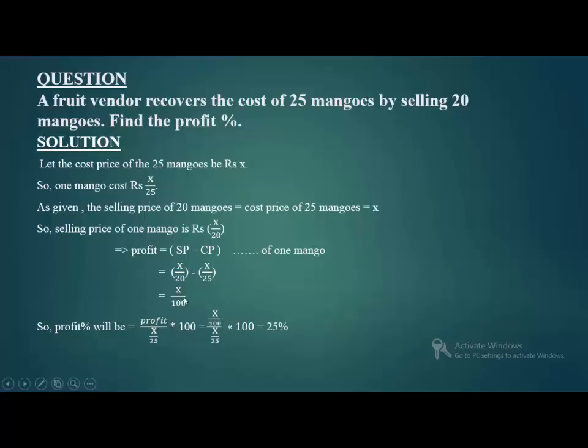because the profit that we have calculated here, that is X by 100, is of one mango. So basically all the calculations in this question will be done for one mango. If you like, you can do all these calculations for 20 mangoes or for 25 mangoes, but you have to make sure that you are consistent. Now this when multiplied by 100 will give us the profit percentage, and the final answer will be 25, as we can see. So the profit percentage is 25%.